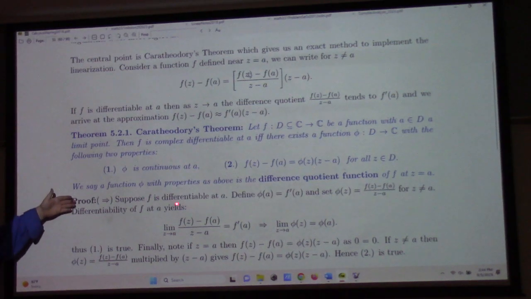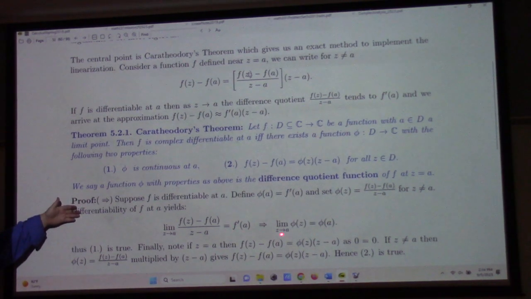If I assume that it's differentiable, I can define phi of z to be the difference quotient. I know that this limit exists, which implies that the limit as z goes to A of phi of z is equal to phi of A. And that is the derivative. So that's the one direction.